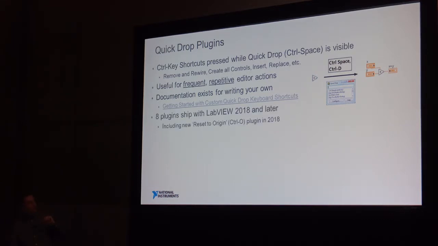There are 8 plugins that ship with 2018, including a new one called Reset to Origin. This is one that people have downloaded off of the forums for years, and we finally put it in LabVIEW. Basically, on your front panel, you've got it just the way you want with the controls in the right spot. Then you double click on a terminal on the diagram and it totally scrolls your front panel to a nasty spot. Control Space, Control O scrolls the front panel back to the origin so it's in the right spot that you originally wanted it.